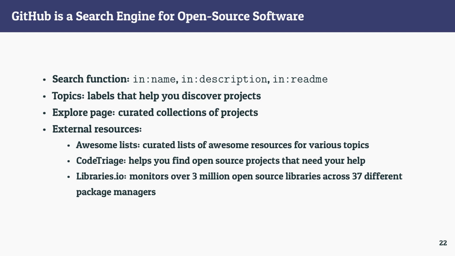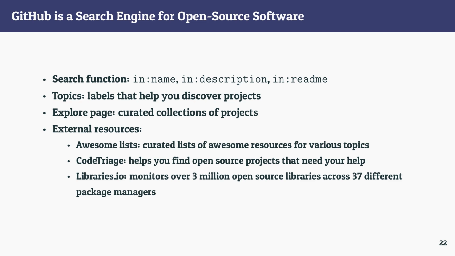Code Triage is a website that helps you find open source projects that need your help. You can browse projects by language, popularity, difficulty level, number of issues, etc. You can also sign up to receive daily emails with issues that match your skills and interests.